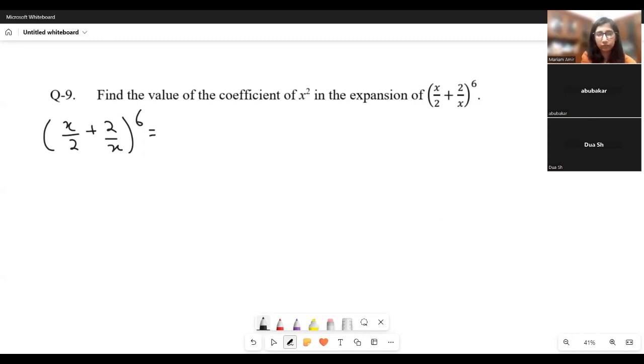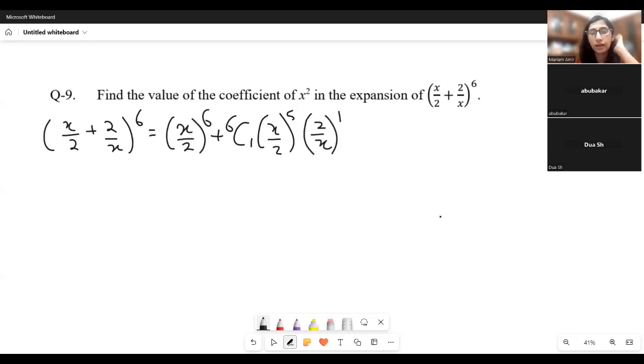We start with the first term, giving the power n to it. So (x/2)^6 plus 6c1 (x/2)^(6-1), which is 5, and then (2/x)^1. We stop here and see, are we getting x squared here? The first term was x power 6. The second term is x power 5. So that means in a few attempts, we should get x power 2.